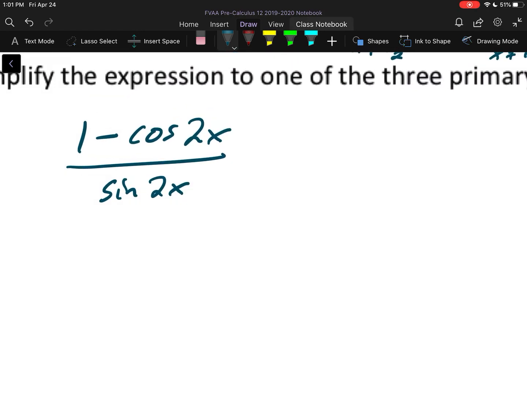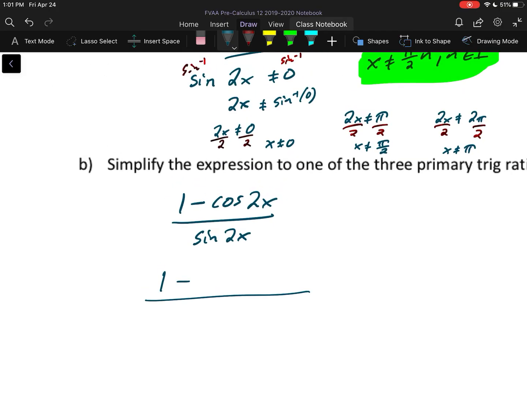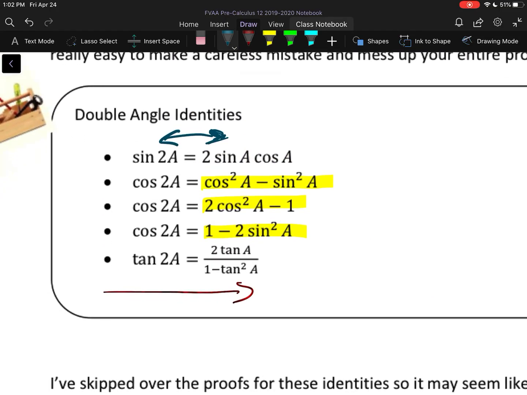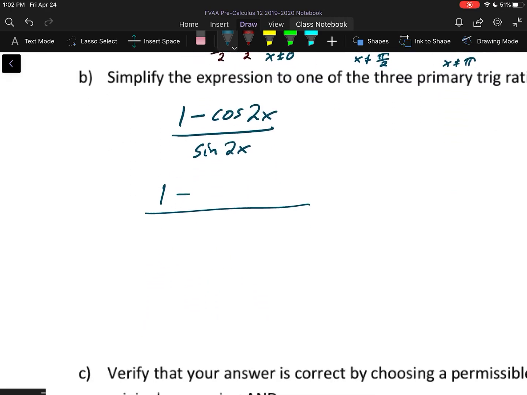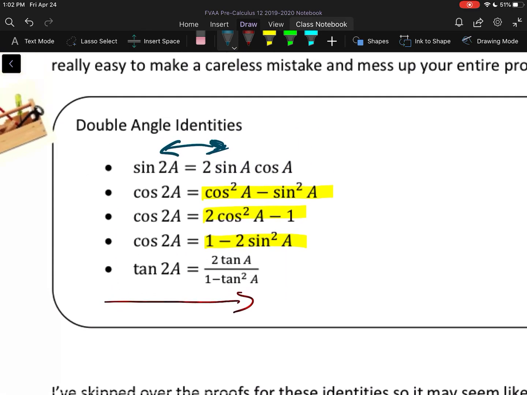So in this situation, I can start reducing this. I'm not sure what I'm going to do at the top yet, so I'm going to do the bottom first. For sine 2x, I only have one option: it's 2 sine a cos a. So I'm going to do that, 2 sine a cos a. Now, based on that, which one of the cos 2x double angle identities do I want to use on the top?